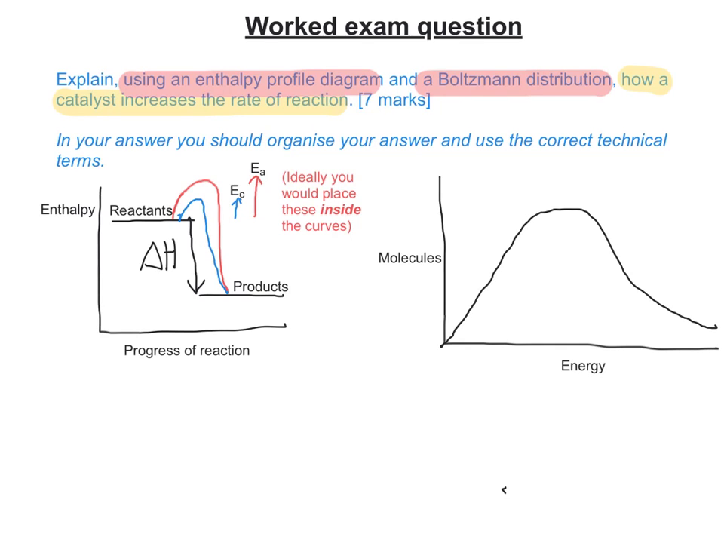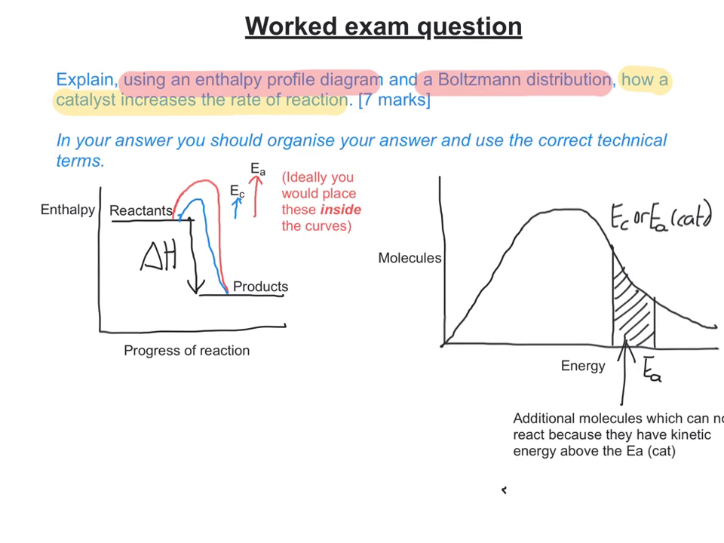So now what we have to do is to put the activation energy, can do it there, and then the extra activation energy, we could write it like this, and you can highlight the additional molecules that can react with the catalyst added. So how you might label that would be something like this.